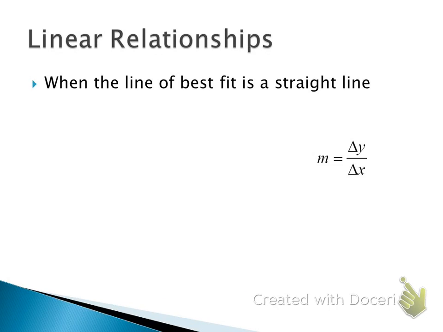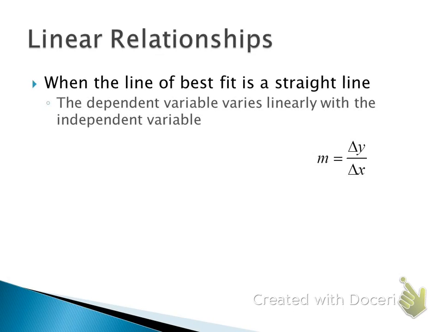Linear relationships are our most common types of graphs. That's when we have a straight line. It could be up and to the right, down and to the right, it could go lots of different ways here. But a linear relationship is when the line of best fit is a straight line. So the dependent variable lines up linearly, or directly correlates, to the independent variable.